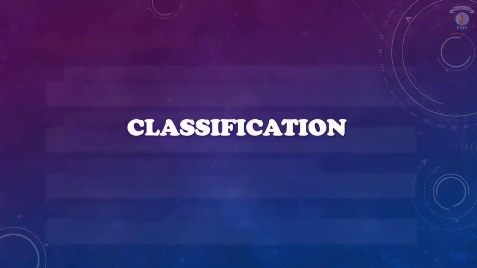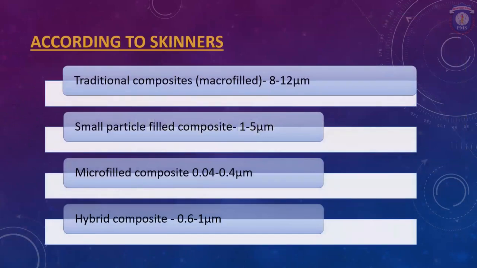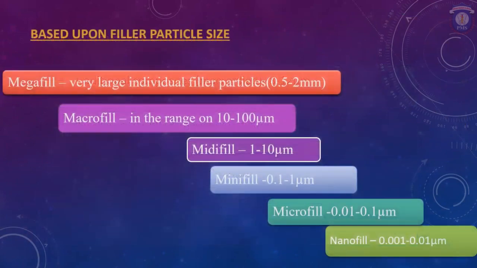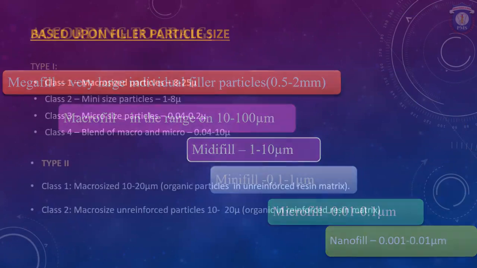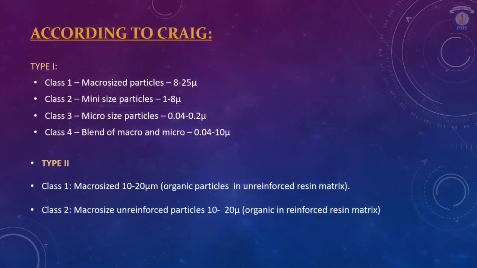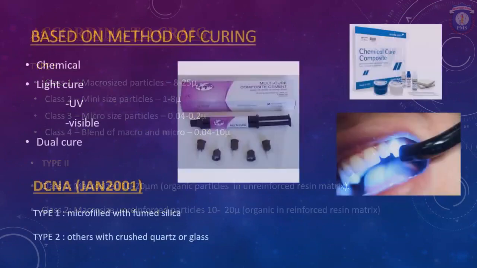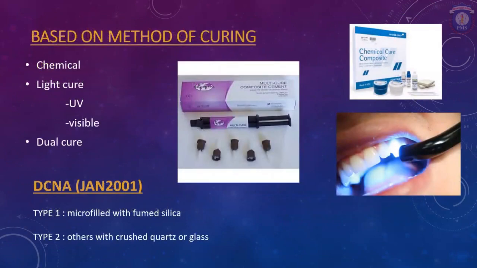Coming to the main classification of dental composites, according to Skinner's, it is classified into traditional, small particle, microfill composite, and hybrid composite. Based upon filler particle size, it is classified as megafill, macrofill, midifill, minifill, microfill and nanofill composites. According to Craig, it is classified into type 1 and type 2 composites according to the filler particle size. Type 1 is further classified into class 1 to class 4, and type 2 is classified into class 1 and class 2. Based on the method of curing, it is mainly chemical cure, light cure, and dual cure.